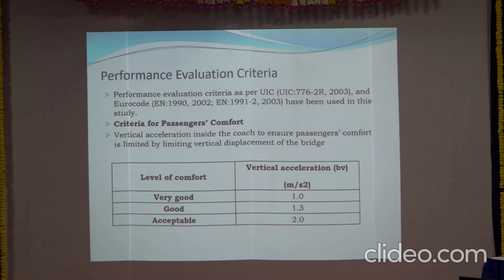First is the criteria for passengers' comfort. Here, vertical acceleration inside the coach, to ensure passengers' comfort, is limited by limiting the vertical displacement of the bridge. We have to limit the vertical displacement of the bridge so the acceleration in the coach remains within these limits. If you want the comfort level to be very good, the vertical acceleration has to be limited to 1.0. For good it is 1.3, for acceptable it is 2.0. You can allow acceleration up to 2.0 if you want the comfort level to be acceptable.